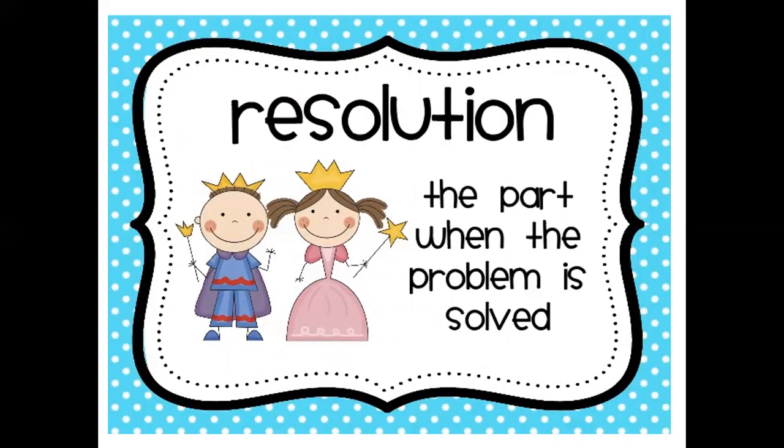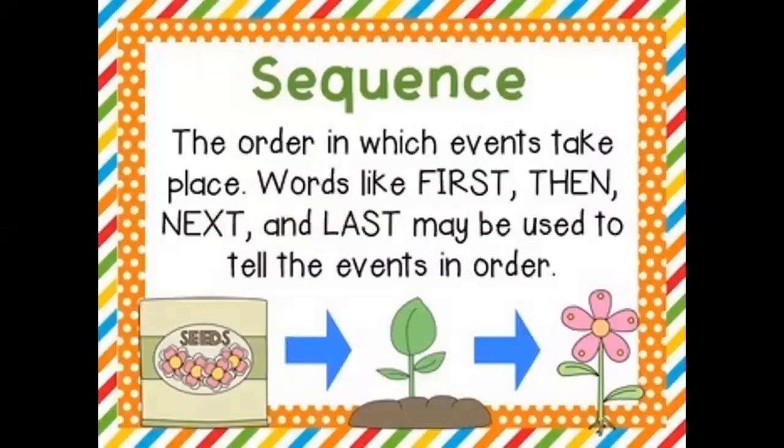The solution, the resolution, was to make a dream catcher. Okay, we talked before about sequences. The sequence is the order in which events take place. That means words like first, then, next, and last may be used to tell about an event.